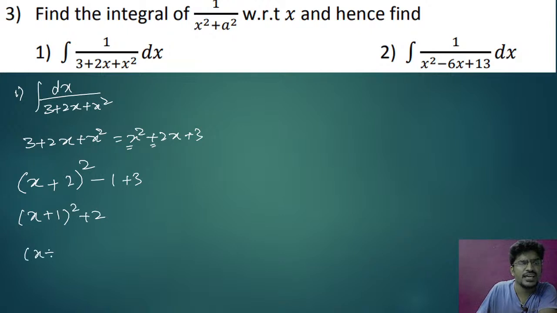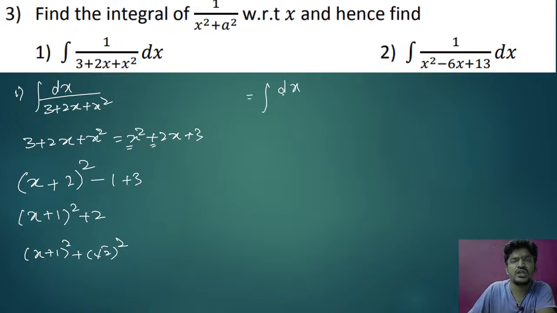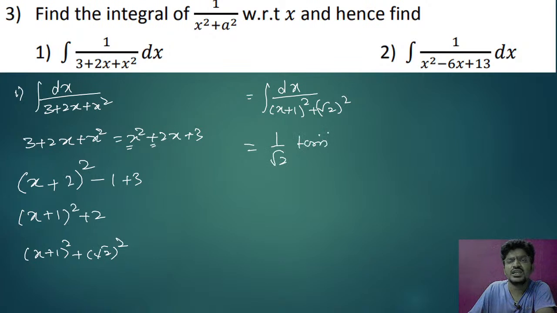So this will be (x plus 1) whole square, minus 1 plus 3 will be plus 2. Now this will be (x plus 1) whole square plus root 2 square. Write it here. This will be equal to integration of dx divided by (x plus 1) whole square plus root 2 square. That will be 1 by a. 1 by a means 1 by root 2. Tan inverse of x by a, that is (x plus 1) by root 2, plus c. Clear?